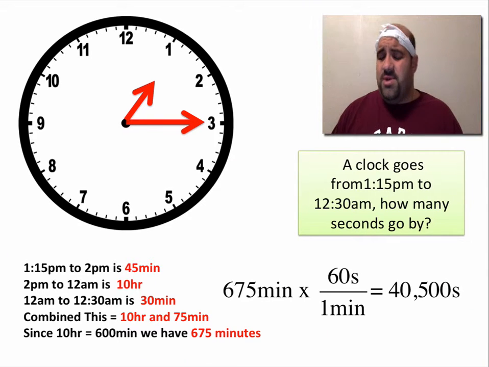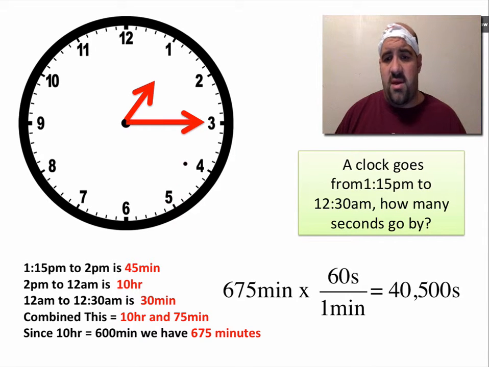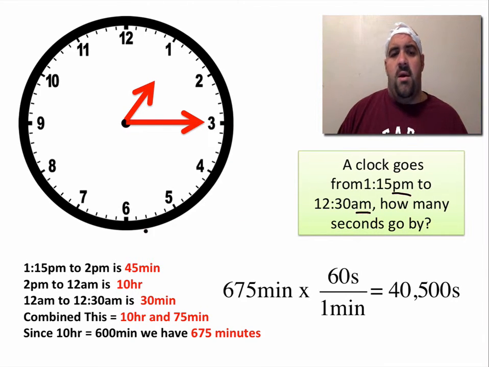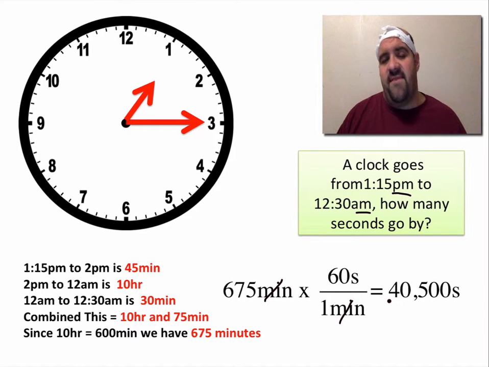So there are many ways you can figure out clock problems. That's how I would do it. You can subtract any way you want, but this is one of the harder ones because it's going from a PM to an AM. But again, 1:15 to 2 p.m. is 45, 2 p.m. to 12 a.m. is 10 hours, and so on. Exactly what we just did. We have 675 minutes, converted into seconds, it's 40,500.